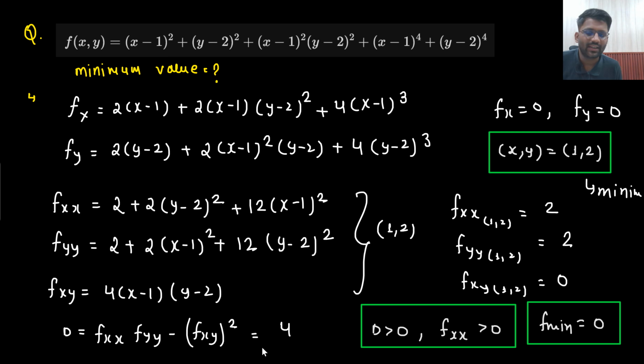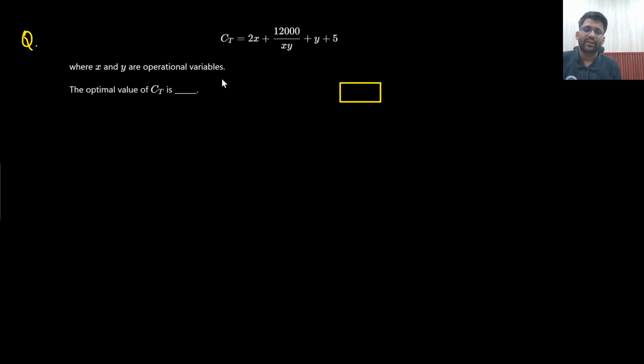Now we know that, sir, D is looking very complex. So instead of doing the complex calculation, our matter of consideration would be at 1 comma 2 only. So at 1 comma 2 I find out the value of fxx, fyy, fxy. Put the value here. D is greater than 0. Fxx is also greater than 0. That means it is a point of minima. Let's solve more problems. Next question.